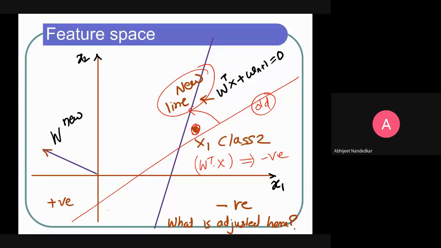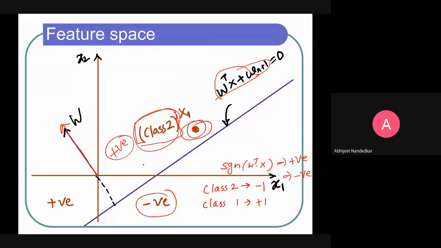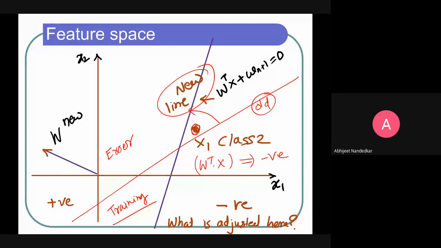So this is called training. There was an error earlier in the previous case. This error came because I randomly assumed some line initially. I don't know the patterns, so I just randomly assume this position. Then my first pattern came. Then I say, okay, this is producing an error. I will change the line. So I change the line from this position to this position. Now this is properly classified.